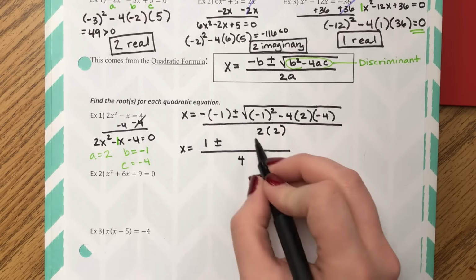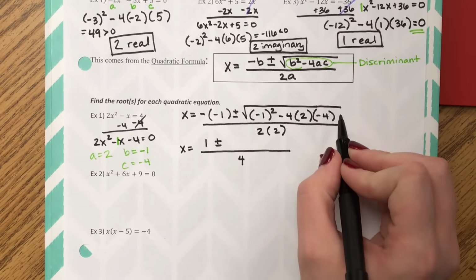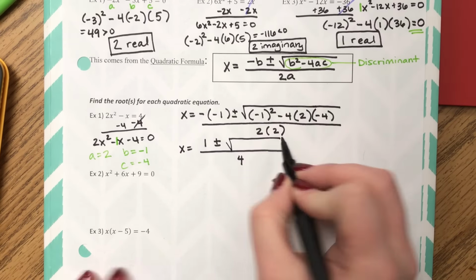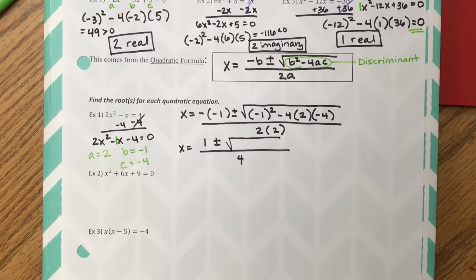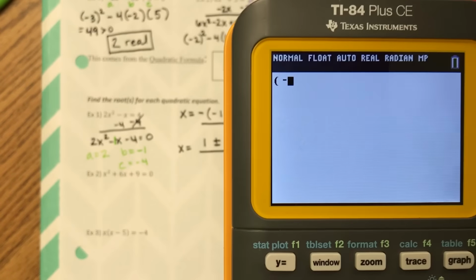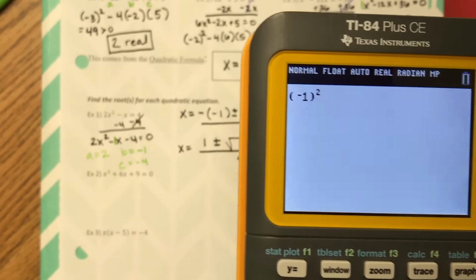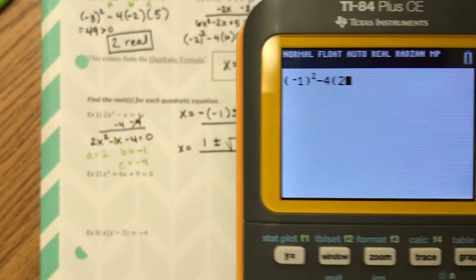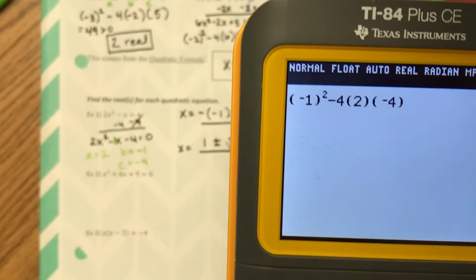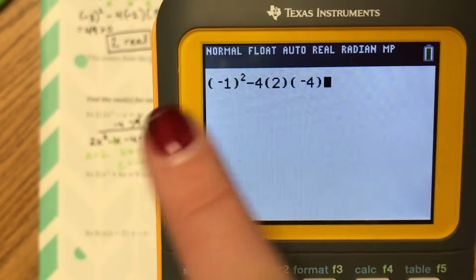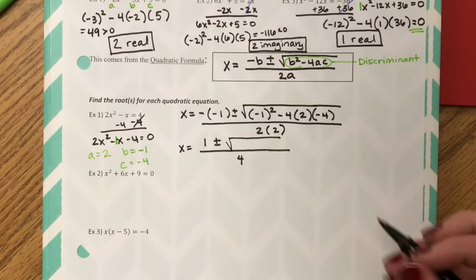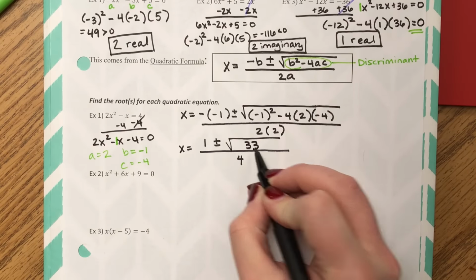Now on the radical part, if you plug it in with the radical on top in the calculator, that's where the decimal might be coming from. So when you're going to your calculator, I really just want you to plug in the discriminant part of this. So I am not putting in a radical. I'm just doing the -1 squared minus 4 times 2 times -4. Okay, so again, no square root over it, just the numbers. And I get 33. So if I go back to this, I still have the square root part, but the discriminant is 33.